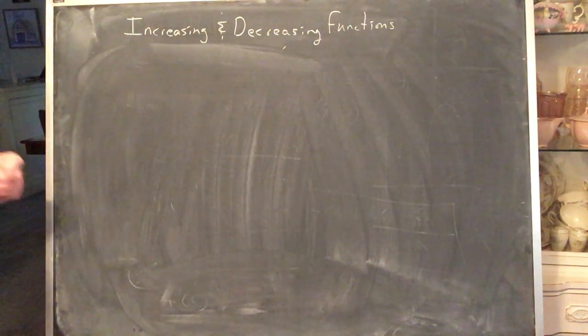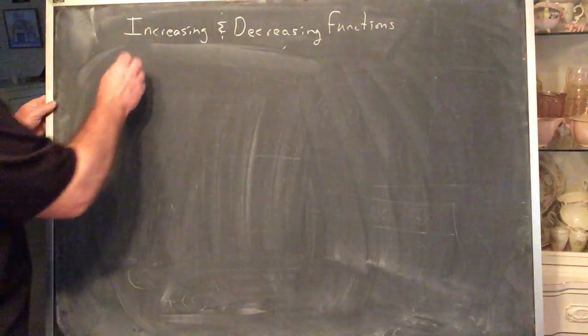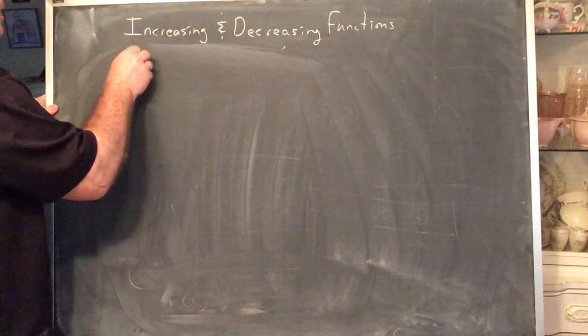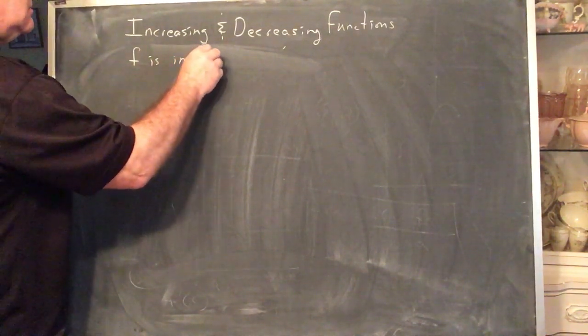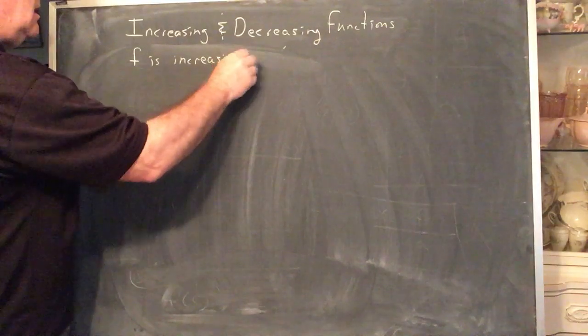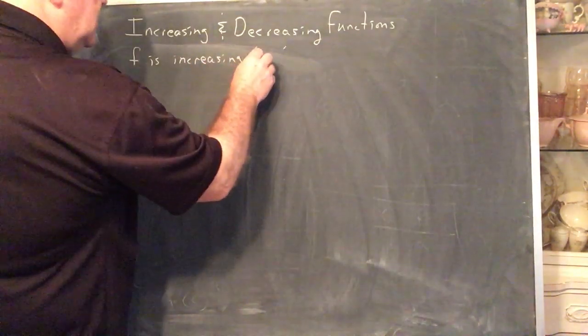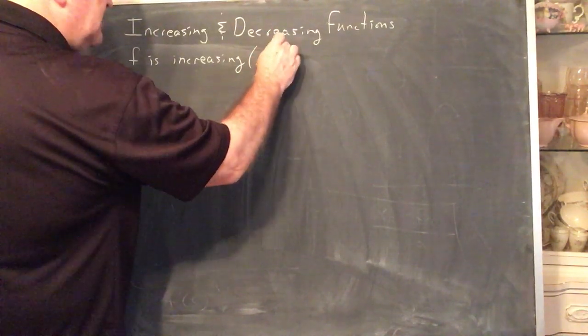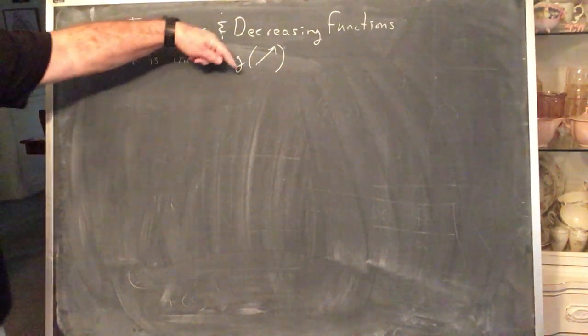Okay, the next thing we're going to talk about is an increasing and decreasing function. And so we're going to start off with a definition here. We say f is increasing. Now the symbol we're going to use for increasing is that. And similarly, the symbol we're going to use for decreasing is an arrow.